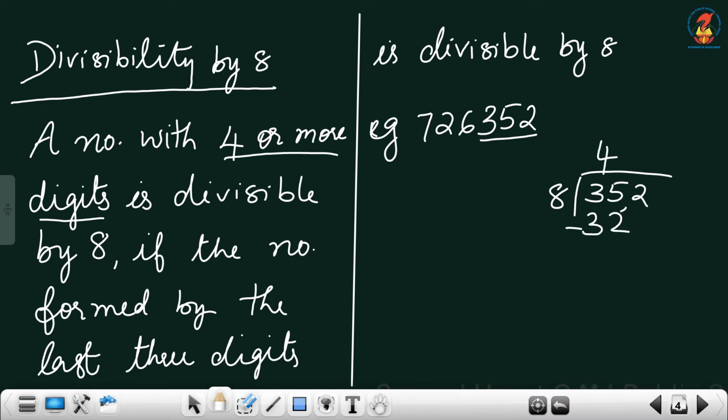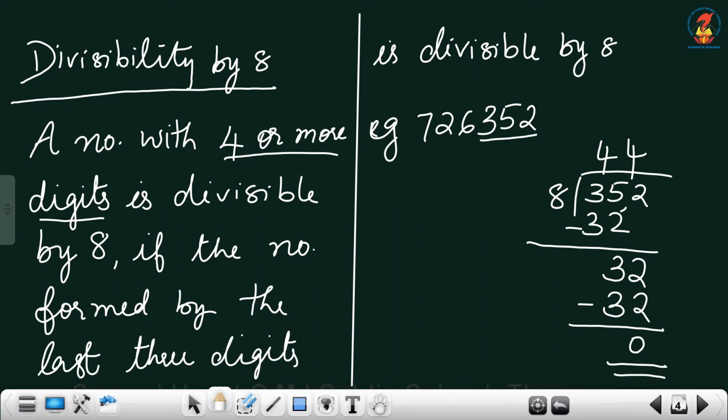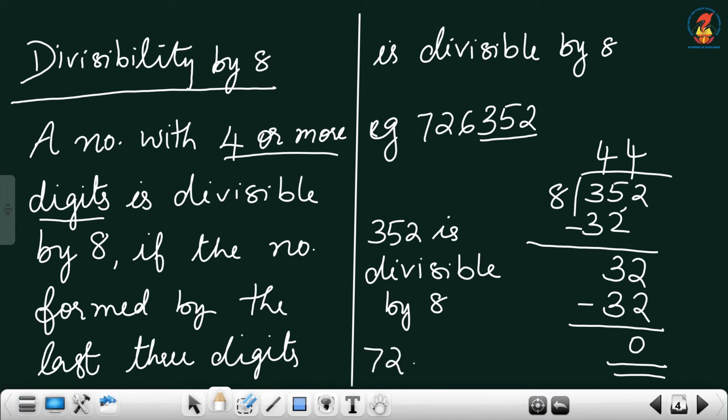4 eights are 32. So again 32, again 4, 32, 0. So what we can say, 352 is divisible by 8. So what we can say, 726352 is divisible by 8.